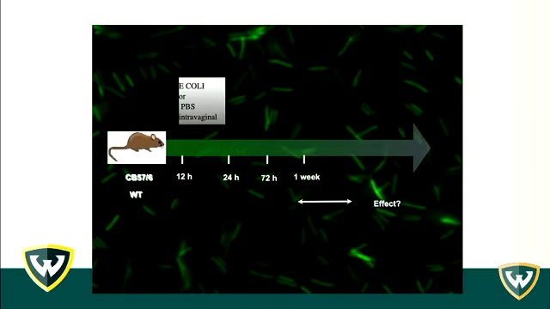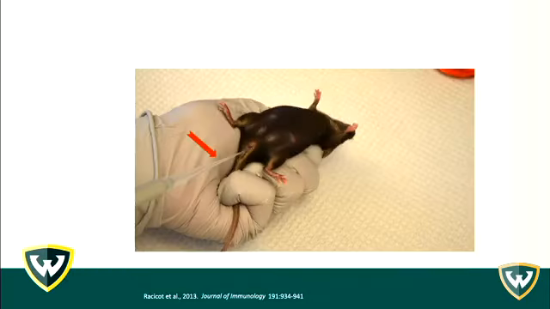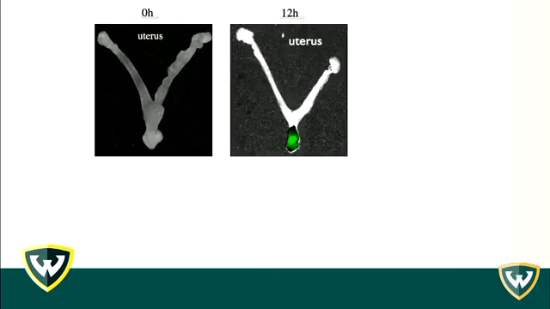So we did an experiment that I want to share with you from a few years ago. We took E. coli and we labeled that E. coli with green fluorescence, GFP. We delivered that bacteria in the vagina of the mouse, and then we monitored what happened. So this is 12 hours after we put the bacteria, and you see that the fluorescence is in the vagina. And that is not surprising. That is the place where we put the bacteria.